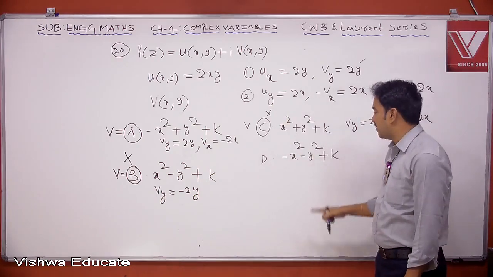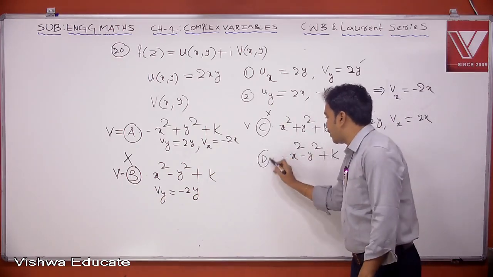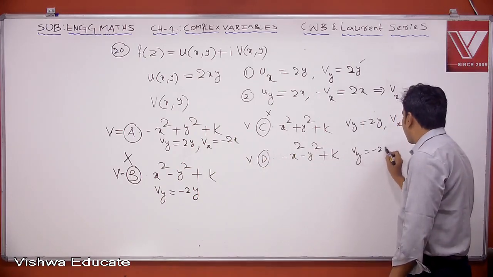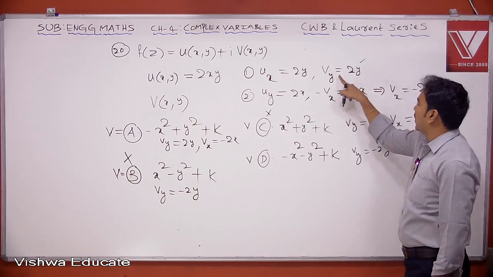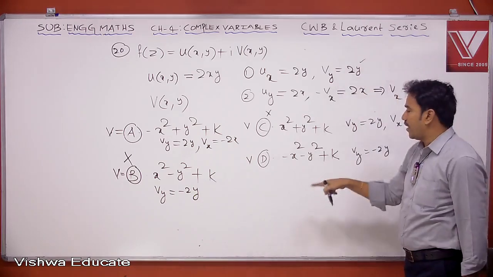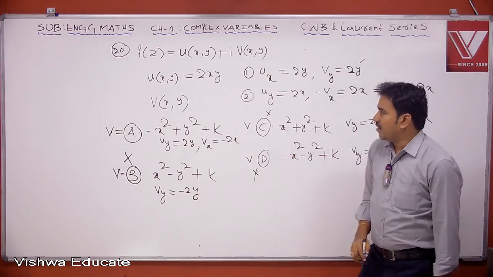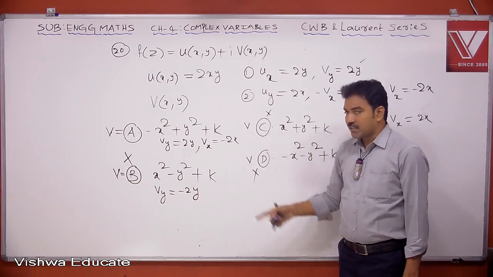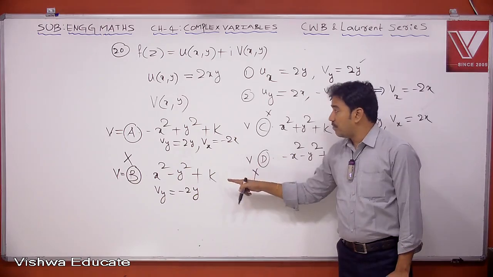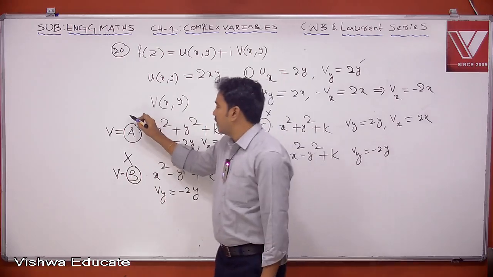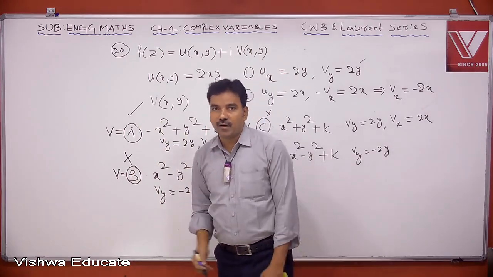So eliminate C. Now here suppose it is v. In this case vy equal to minus 2y. But according to the first CR equation, vy must be equal to 2y. Therefore it failed the first CR equation. It is a wrong option. Therefore CR equations are not satisfied by option B, option C and option D. So ultimately A is the right answer. So this is by verification of options. Do this.